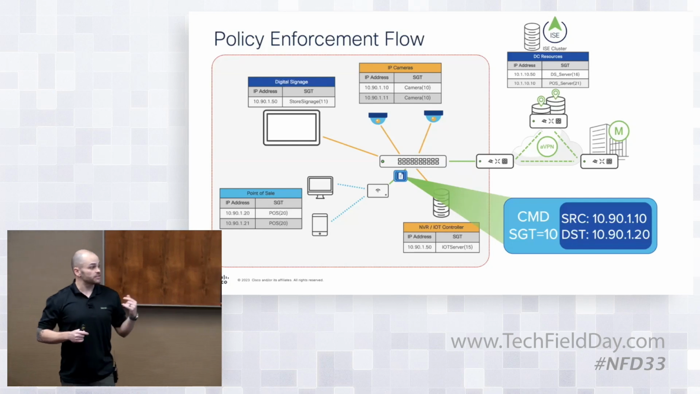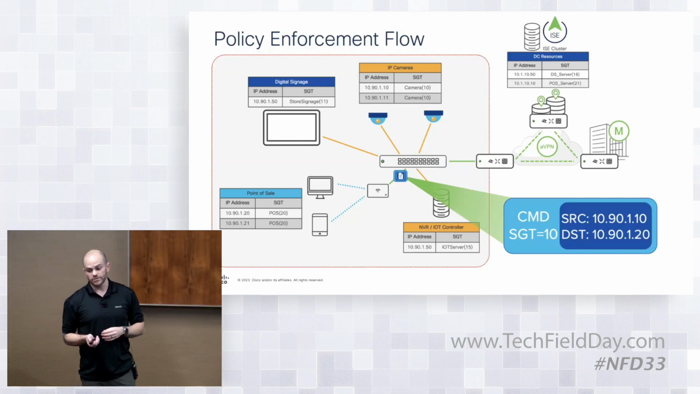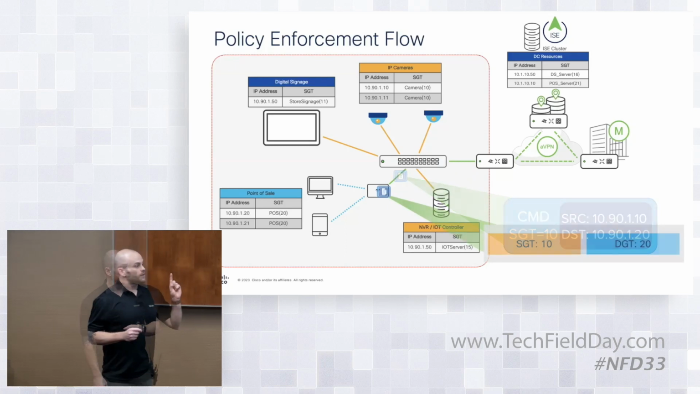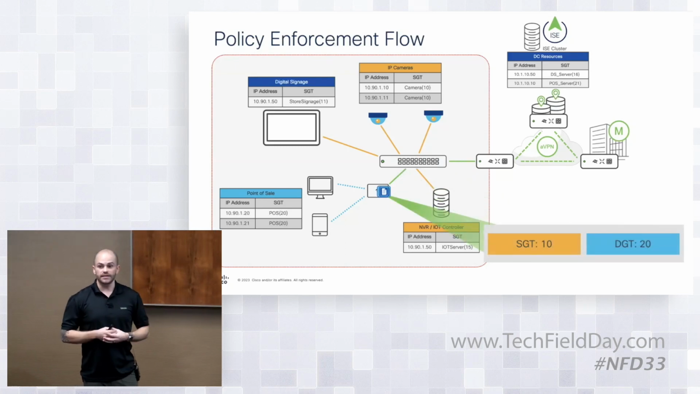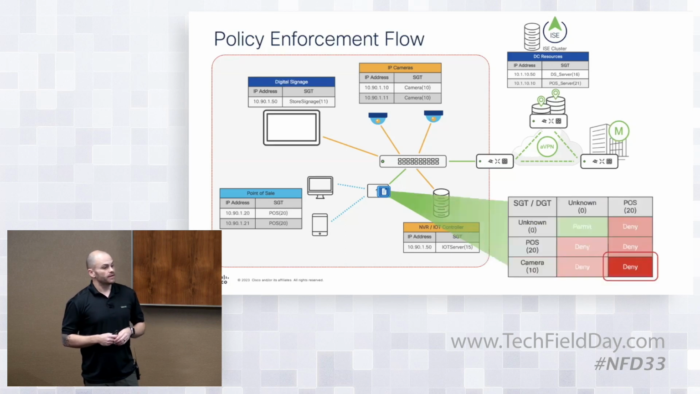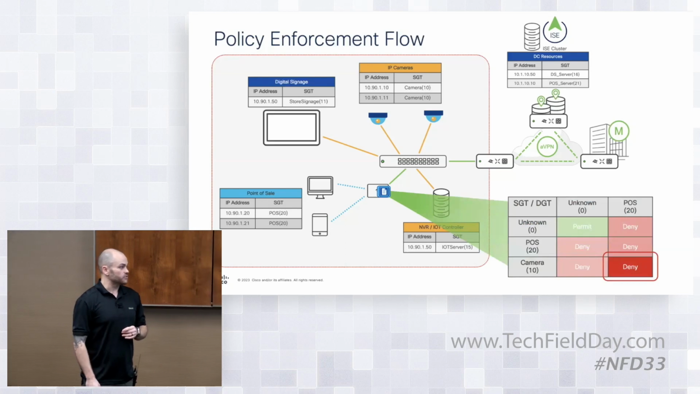At this point, the access point is going to see, okay, this is coming from a source group tag of 10. But we can derive that destination group tag, because that client is directly connected to the access point, is 20. Do a policy lookup, and when we do that policy lookup, deny and drop the traffic.